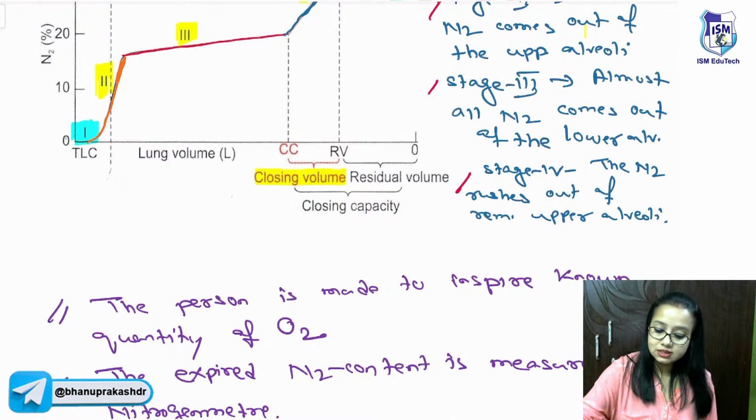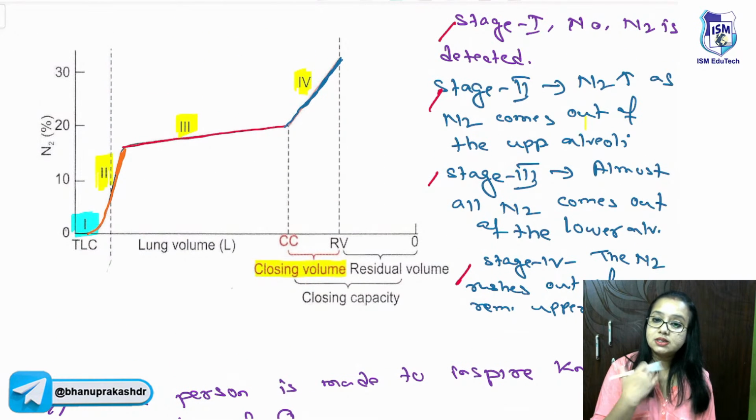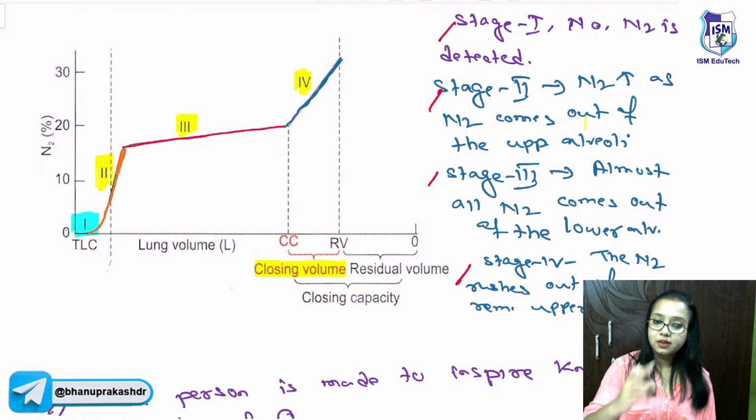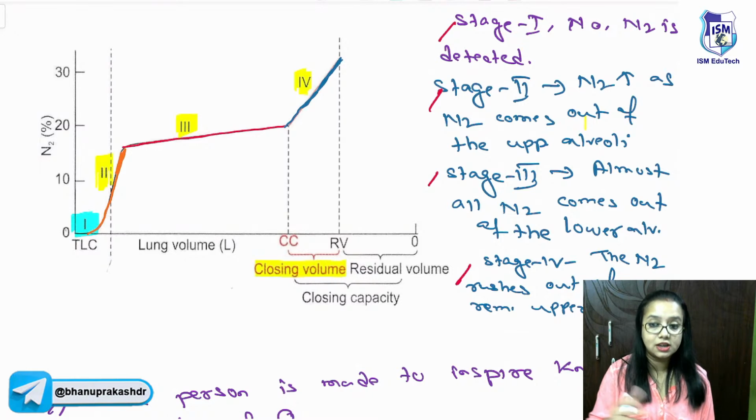So the thing is that when the person is expiring, in the first portion we see there is no nitrogen and there is no change in the graph also. The graph is not climbing up. This one is just the air that has come out and it has got no nitrogen. Why no nitrogen? It is a nitrogen meter, right? So it will not detect the concentration of oxygen and carbon dioxide.